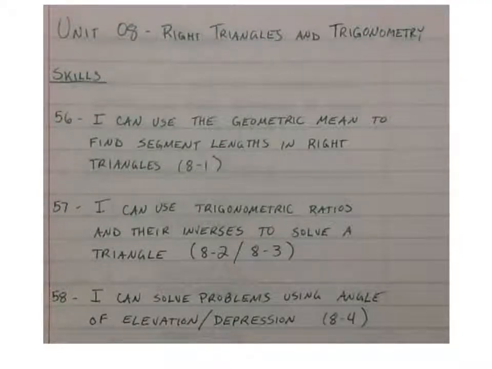Welcome to Geometry Unit 8 skill video for skill number 57. I can use trigonometric ratios and their inverses to solve a triangle.